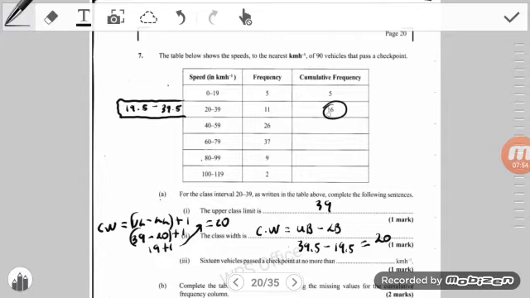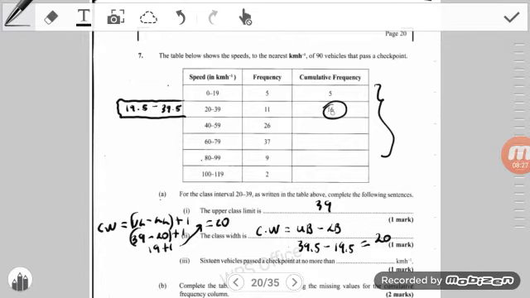You see, the cumulative frequency is a very interesting concept. For me, it's pretty much adding up the frequency as you go further, or higher and higher up into the class intervals. So it's adding up the amount of vehicles that pass the checkpoint every time you go to a new class. That's in essence what it's doing.